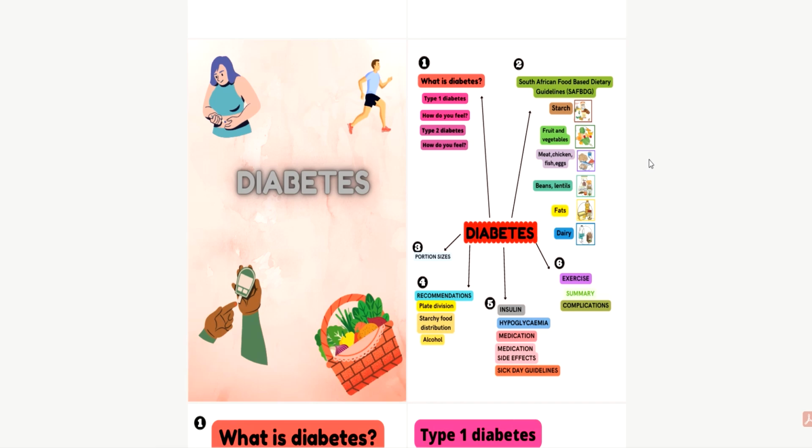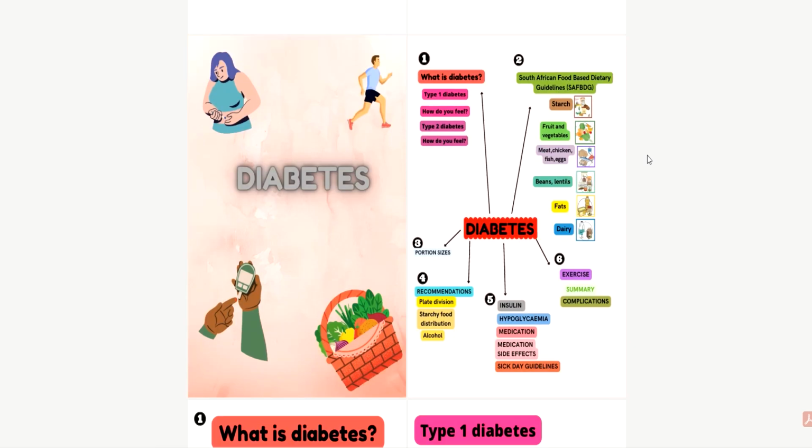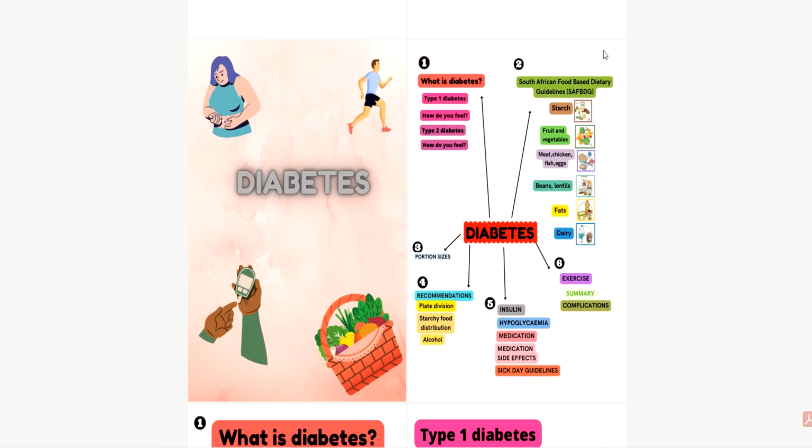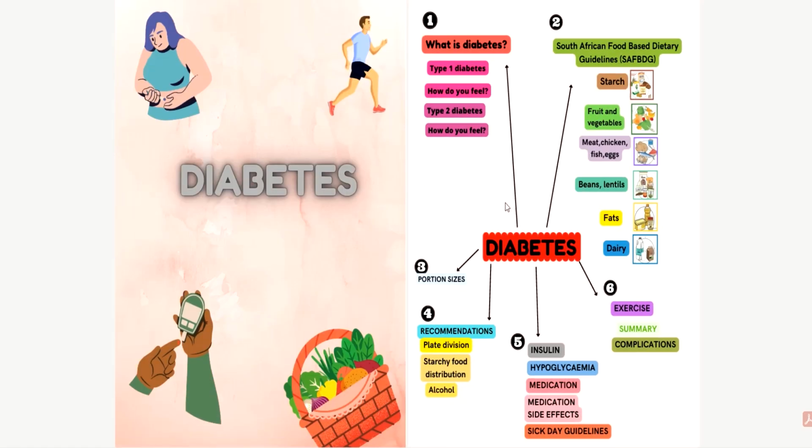Anyways, I think it's nice to have a little mind map type of thing that you're going to explain to your patient. Say you have a newly diagnosed diabetic that you have to educate. You can go to them and say, okay, today we're going to discuss what is diabetes, which is the first point, and the second point, which is the South African food-based dietary guidelines.